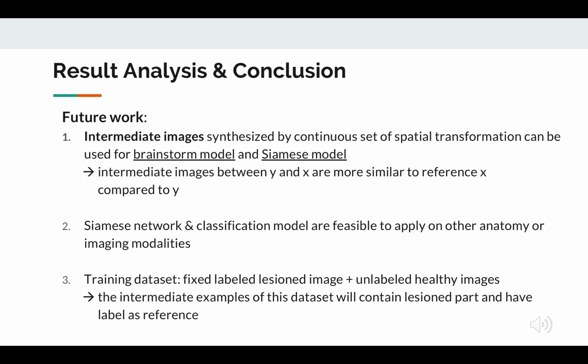Several experiments can be performed in the future. Firstly, we can use intermediate image synthesis for a continuous set of spatial transformations for the Brainstorm model and Siamese network. Secondly, the Siamese network and classification model are feasible to apply on other anatomy or image modalities. Thirdly, currently we either train the model fully on a healthy brain dataset or fully on a lesioned brain dataset. However, in the future, we can mix lesioned brain images and healthy brain images to generate intermediate examples for training.